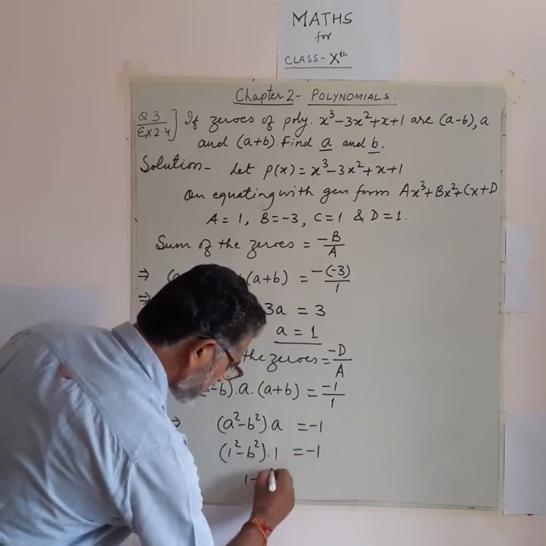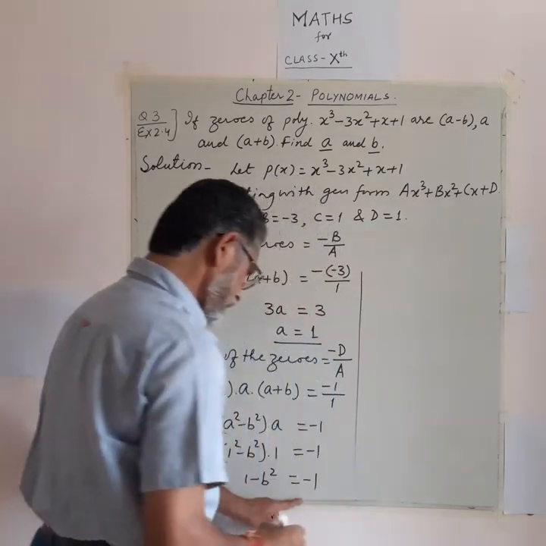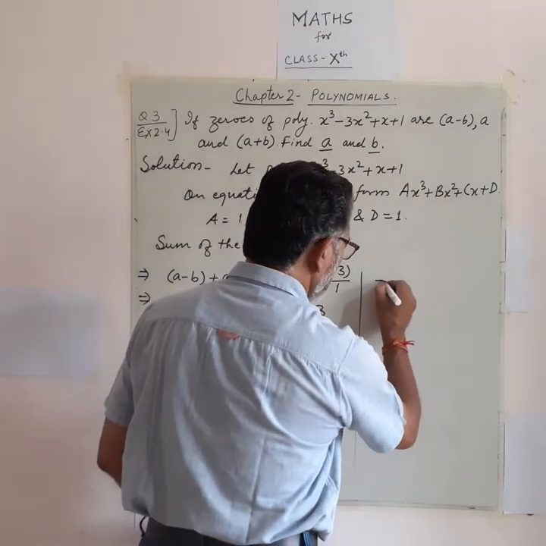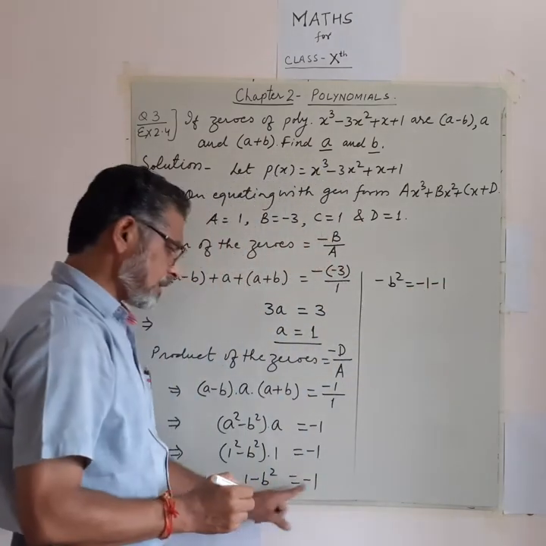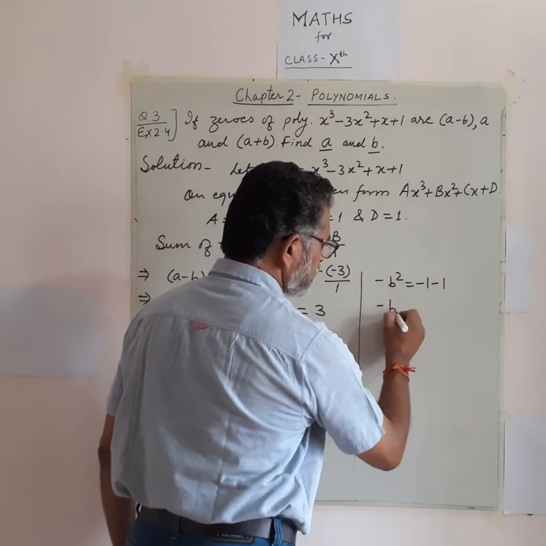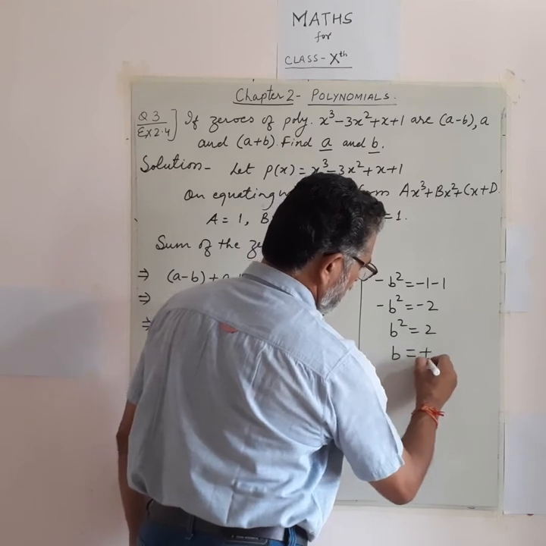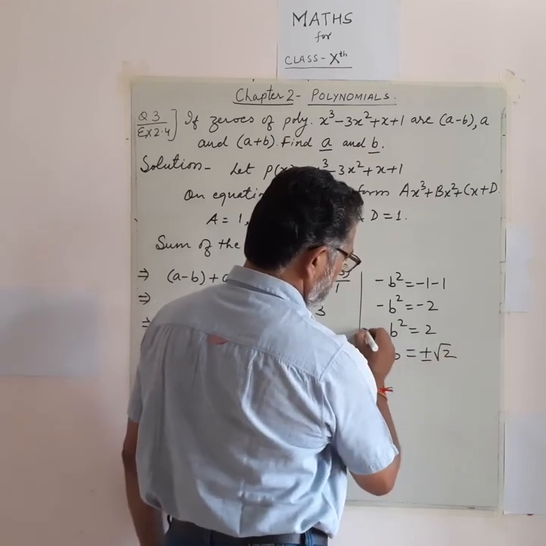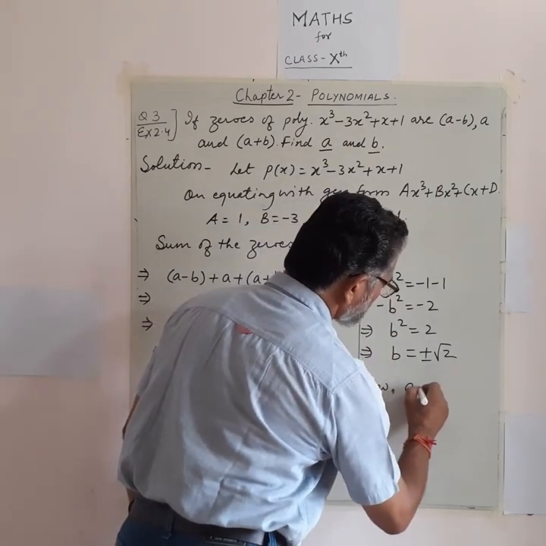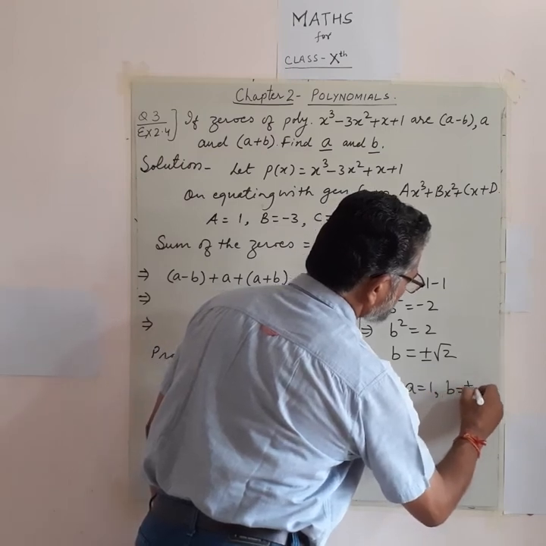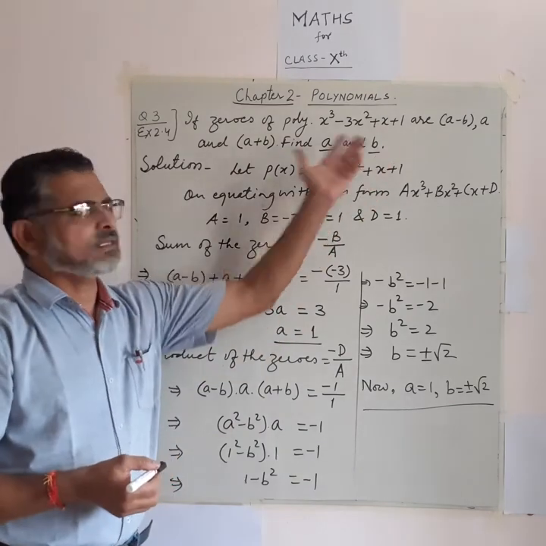So 1 minus b square is minus 1, and transposing the terms, what do we have? Minus b square equals minus 1 and minus 1. You transposed the 1, so this will be minus b square is minus 2. So b square equals 2, and b gives under root of 2. So a is 1 and b is plus minus under root 2. In this way we can get the zeros which are given in unknown form.